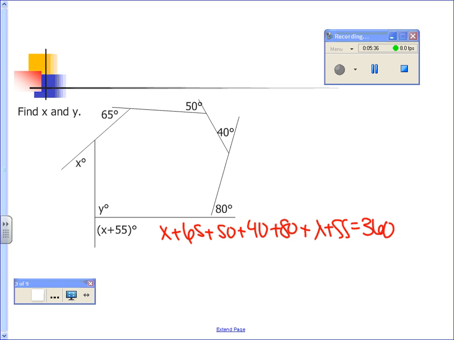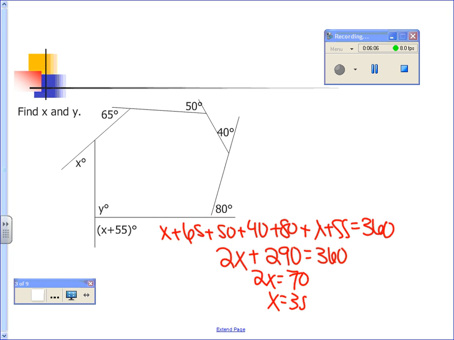Does that make sense? So 2x plus 20, 70, 72, 70. I think I get 290. Y'all see how that works? So now that we have x, can we find y? Y only occurs over here, right? So we're going to have to use something.